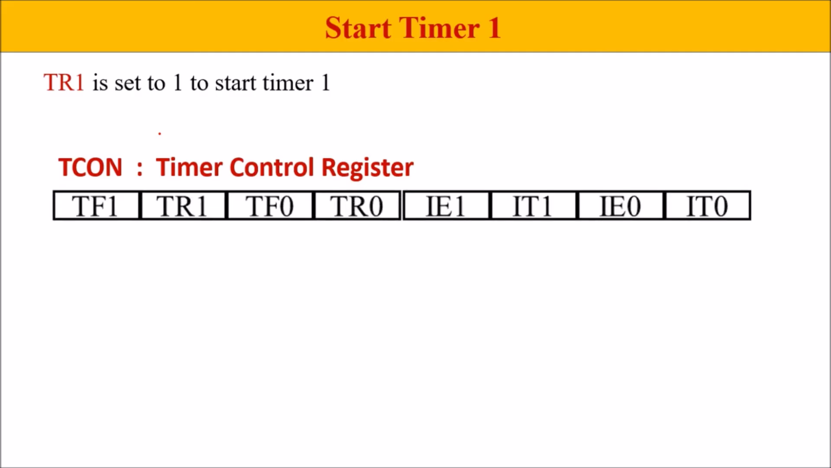Next, we have to start this timer 1. For that we have to use the TCON register, the timer control register, and this is the TR1 bit, which is used to start or stop timer 1. When we set this bit to 1, timer 1 will start, and when it is 0, timer 1 will stop. So this bit we are going to use here.